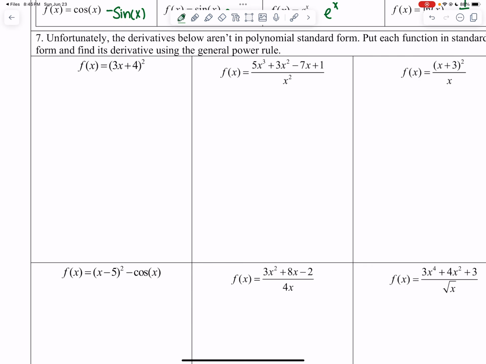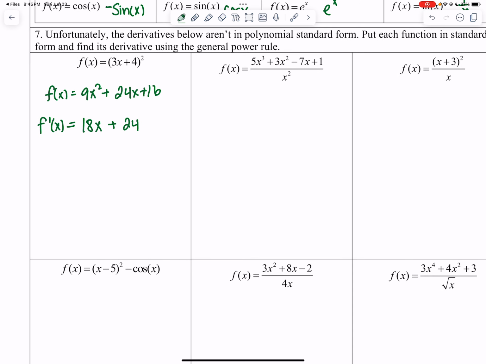So for this one right here, I'm going to go ahead and rewrite this to be 9x squared plus 24x plus 16. And then using my general power rule, I'm going to take my exponent, put it down as a coefficient, so that becomes 18, and then subtract my exponent by 1. So 9x squared gives me 18x. 24x is going to give me 24. And then the derivative of a constant we saw is just going to be 0. So my derivative of 3x plus 4 squared is going to give me 18x plus 24.